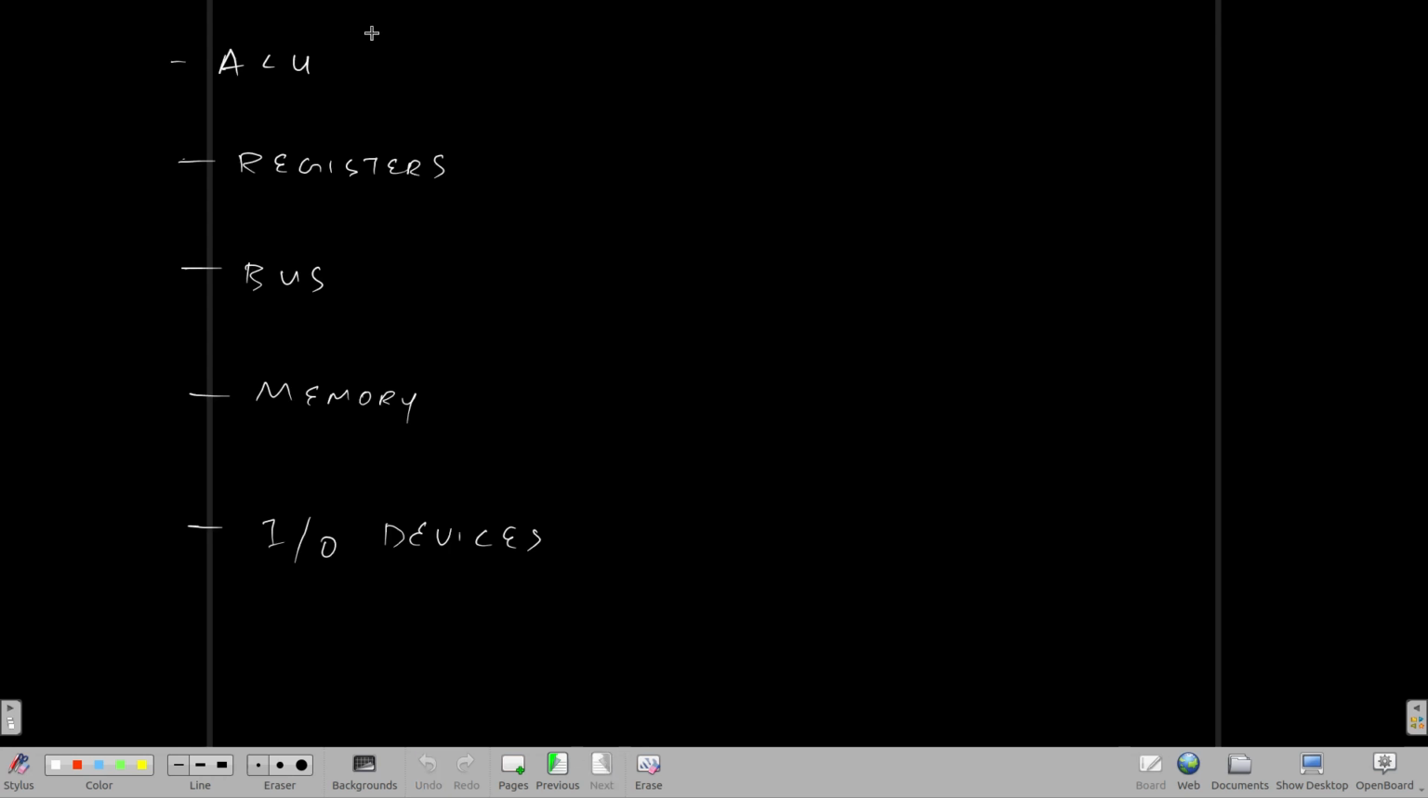Okay, so now coming to the different components. So ALU. What is ALU? The full form is arithmetic and logic unit. What is it used to perform? Arithmetic and logic operations. It is used to perform arithmetic and logic operations.